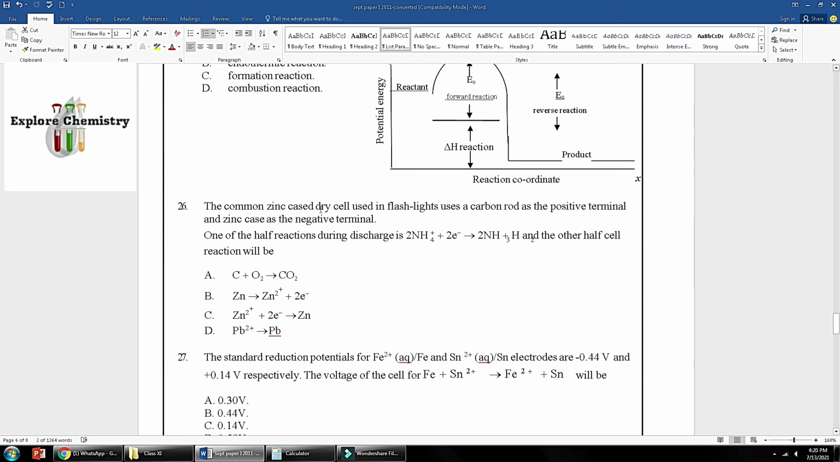A common zinc cased dry cell used in flashlights uses a carbon rod as a positive terminal and zinc case as a negative terminal. One of the half reactions during discharge is given, and the other half reaction will be asked. This half reaction is representing the cathodic reaction or reduction, because electrons have been gained here. So the other half reaction must be an oxidation reaction or anodic reaction, where electrons must be released. Over here in this reaction only loss of electron or oxidation reaction has been represented. The remaining equations are not showing oxidation reaction, so this is the correct answer.